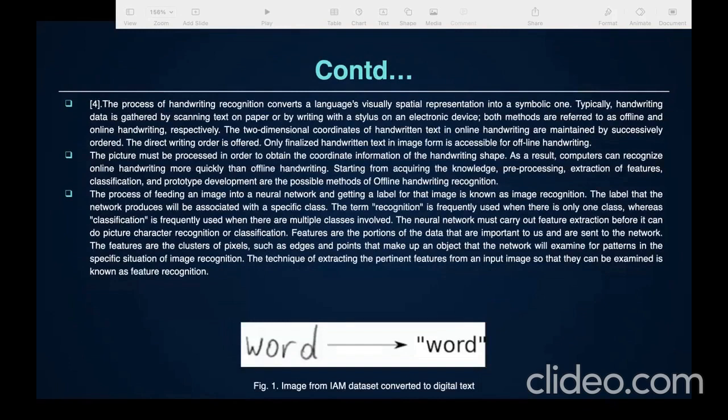Computers can recognize online handwriting faster than the offline handwriting. Beginning with knowledge acquisition, pre-processing, feature extraction, classification, and prototyping are possible methods for offline handwriting recognition. The process of feeding an image into a neural network and obtaining a label for that image is called image recognition. Here is a figure showing the image, which is an image from IAM dataset converted to digital text.